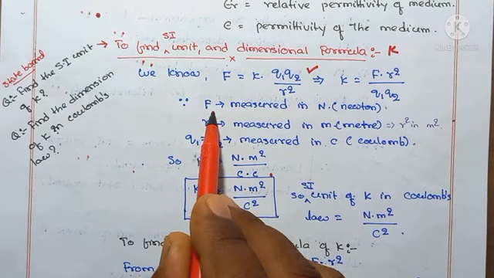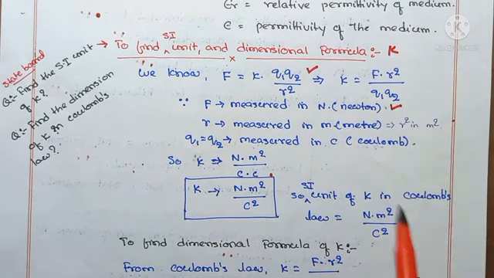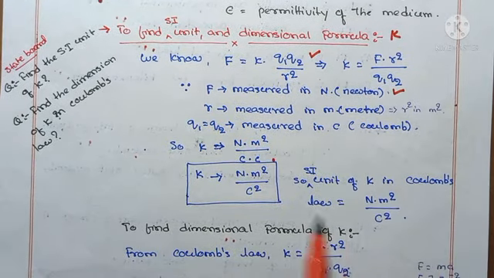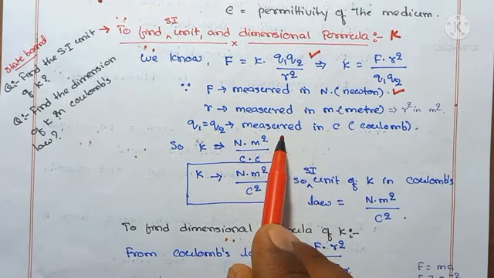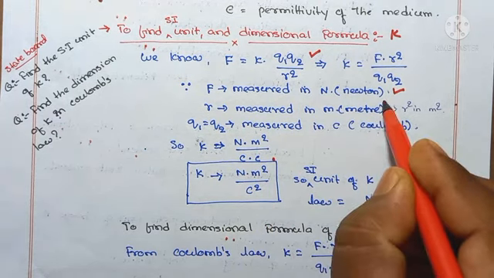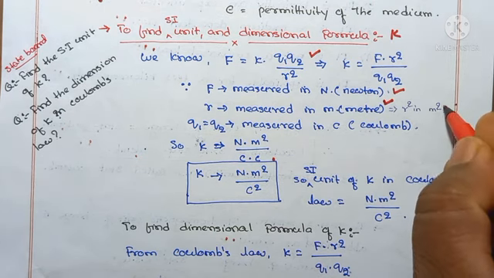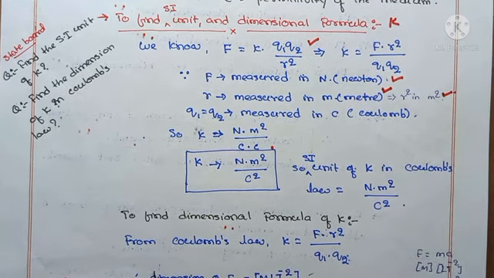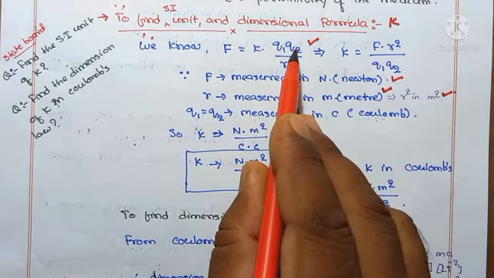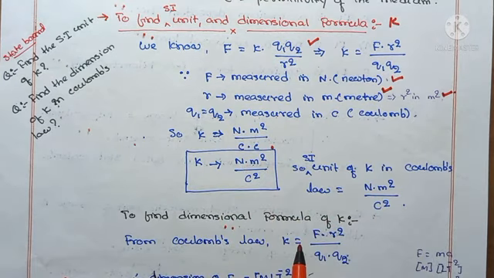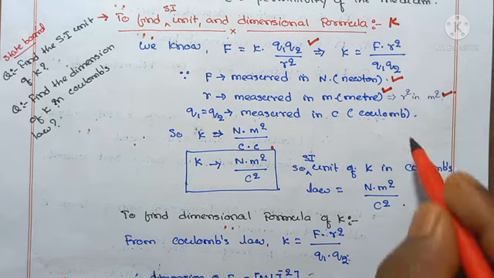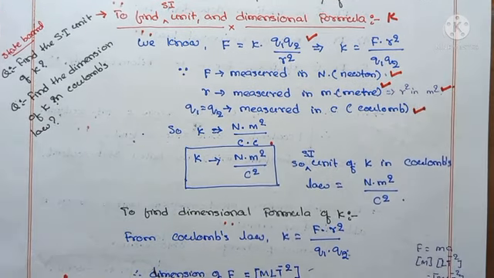F is the force, which is measured in Newton. R is the distance between the charges, which is measured in meter. So distance square is measured in meter square. Both Q1 and Q2 are charge, and charge is measured in coulomb.